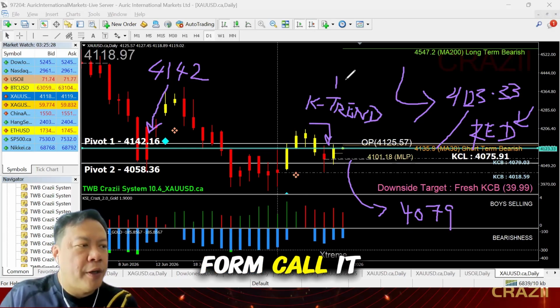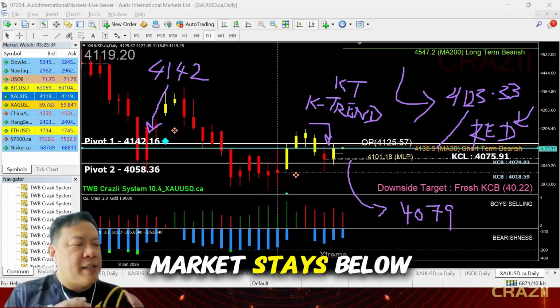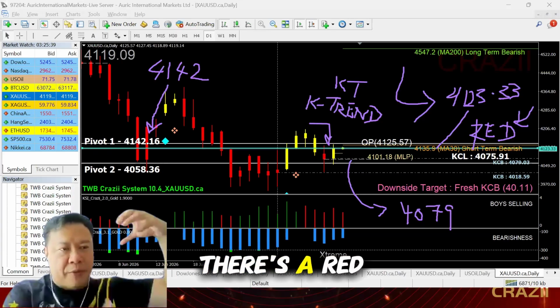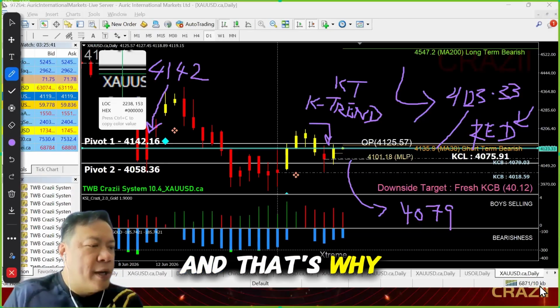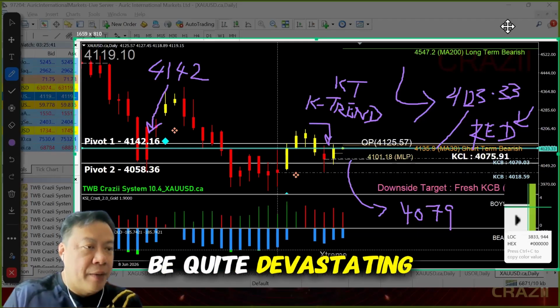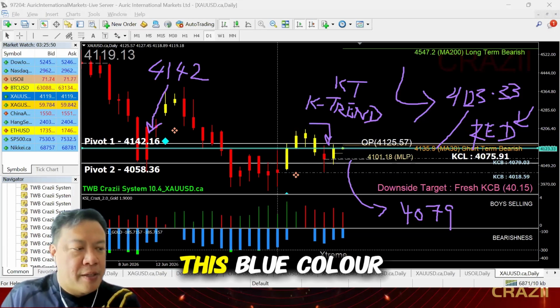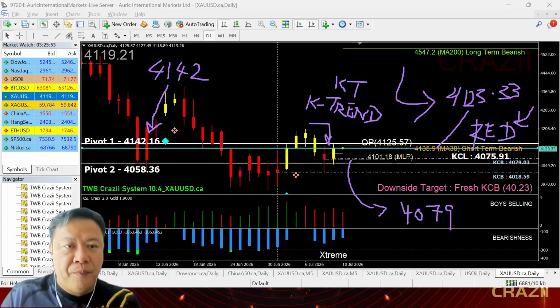Or a short form, call it KT. All right, easier for my friends in China. So if the market stays below the 4123 and starts to go down and there's a red candle, it'll be part of the whole K trend, and that's why the selling will be quite devastating. And of course, with the KSI red color and the KCX this blue color, it double confirms what I fear for.